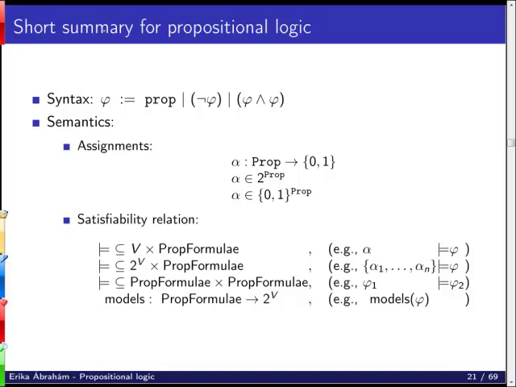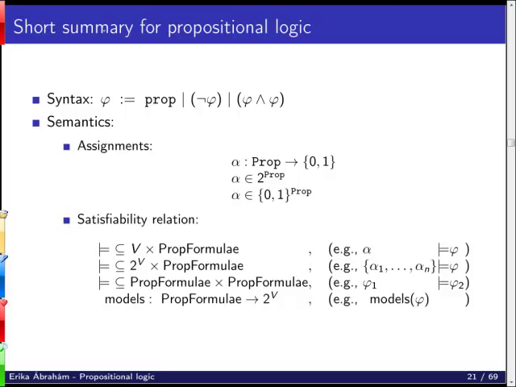And the third one is the functional one, which we will make use of most often. This is the models relation. And this can be defined for pairs of assignments and formulas. That means, for example, alpha is a model of phi. We can define it for sets of formulas.